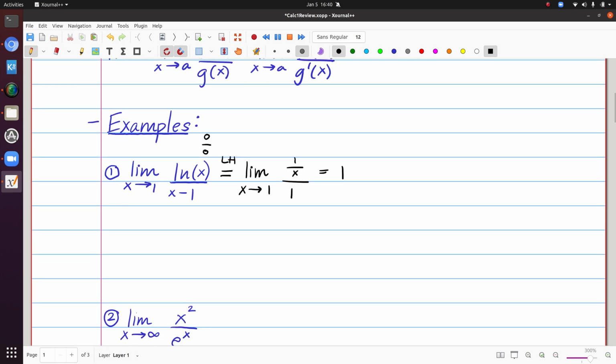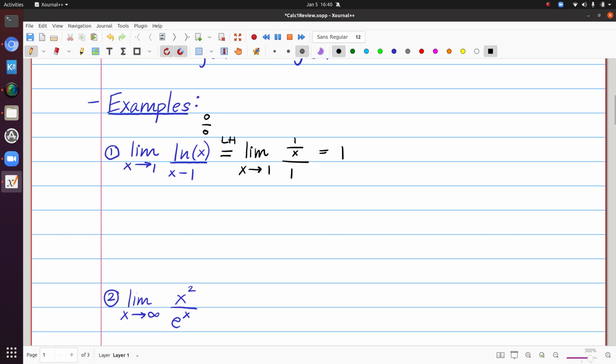Another instance where we could use this is when we look at the limit as x approaches infinity of x squared over e to the x. Note that this is an indeterminate form of infinity over infinity. Both the top and the bottom function approach infinity as we send x to infinity. Again, I can use L'Hopital's rule. The derivative of x squared is 2x, and the derivative of e to the x is e to the x.